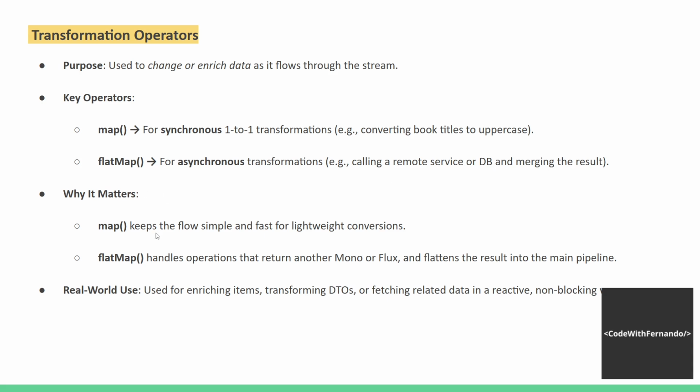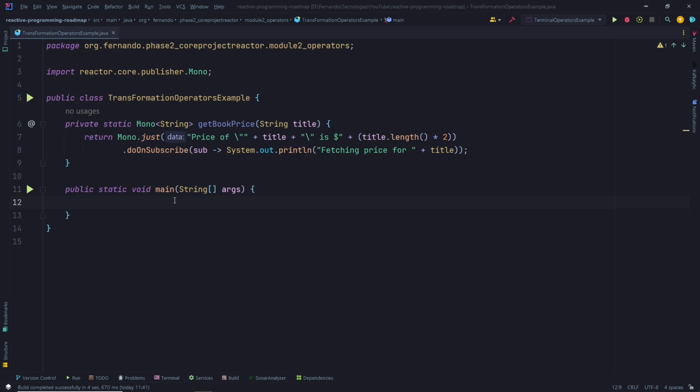Why it matters? Map keeps the flow simple and fast for lightweight conversions. On the other hand, we have flatMap, which handles operations that return another Mono or Flux, and flattens the result into the main pipeline. Okay, so real world use is for enriching items, transforming DTOs, or fetching related data in a reactive, non-blocking way. Let's continue with transformation operators example.